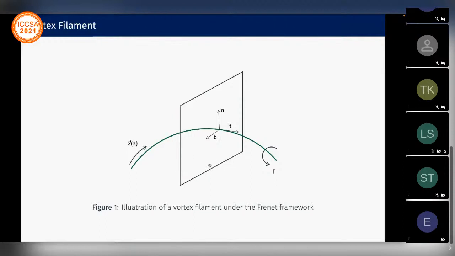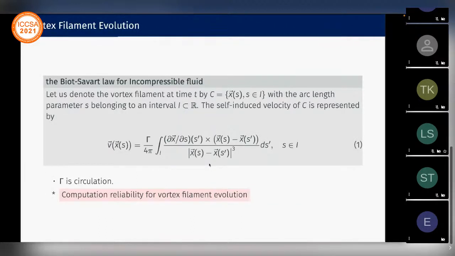Next is how we take the velocity and the evolution to calculate the vortex filament. We use the Biot-Savart law for the incompressible fluid. Let's denote the vortex filament at time t by c, with the arc length parameter s belonging to an interval I in the real numbers. Then the self-induced velocity of c is represented by this formula. This formula we call the vortex filament evolution.